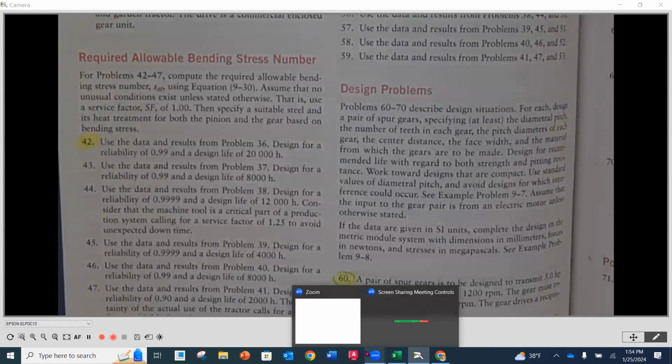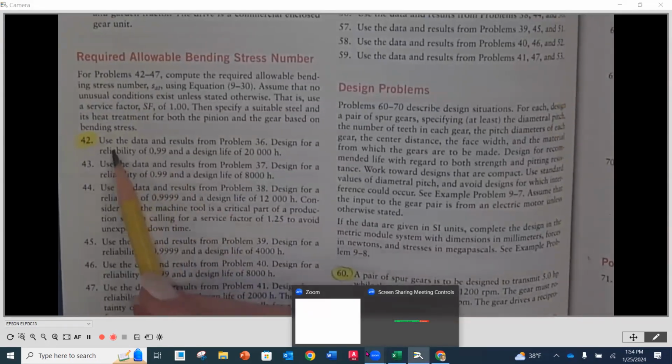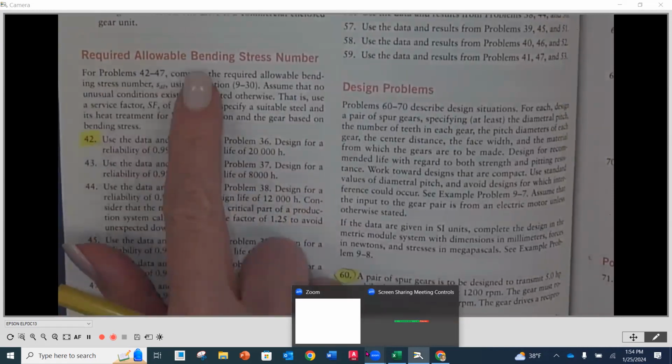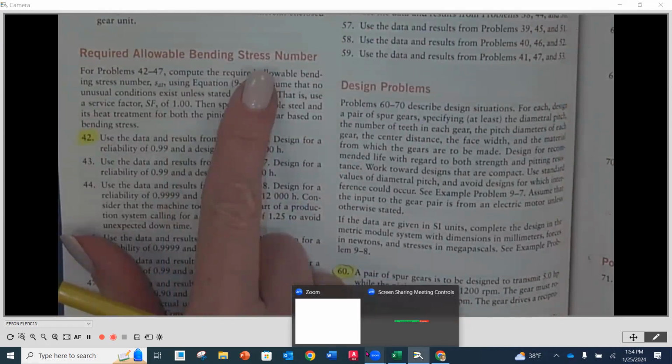But then at the very end, you could have these all filled out and you're going to show me where 36 is, where 42 is, where 48 is, and 54. Okay. So this one is a continuation. Use the data from 36. And what you're going to do is the required allowable bending stress number.